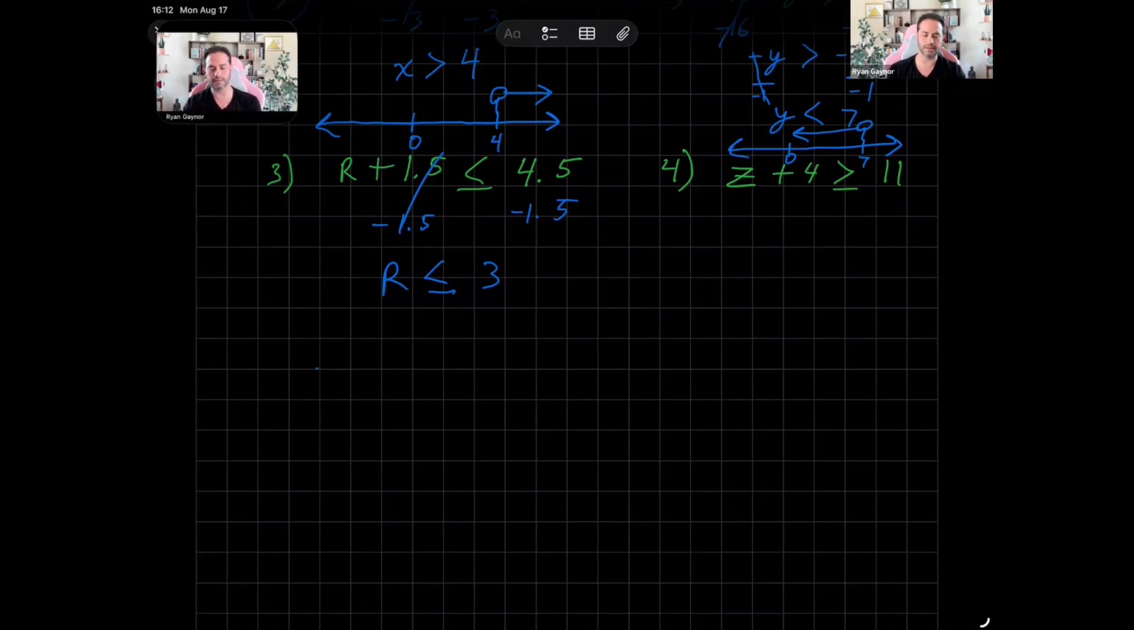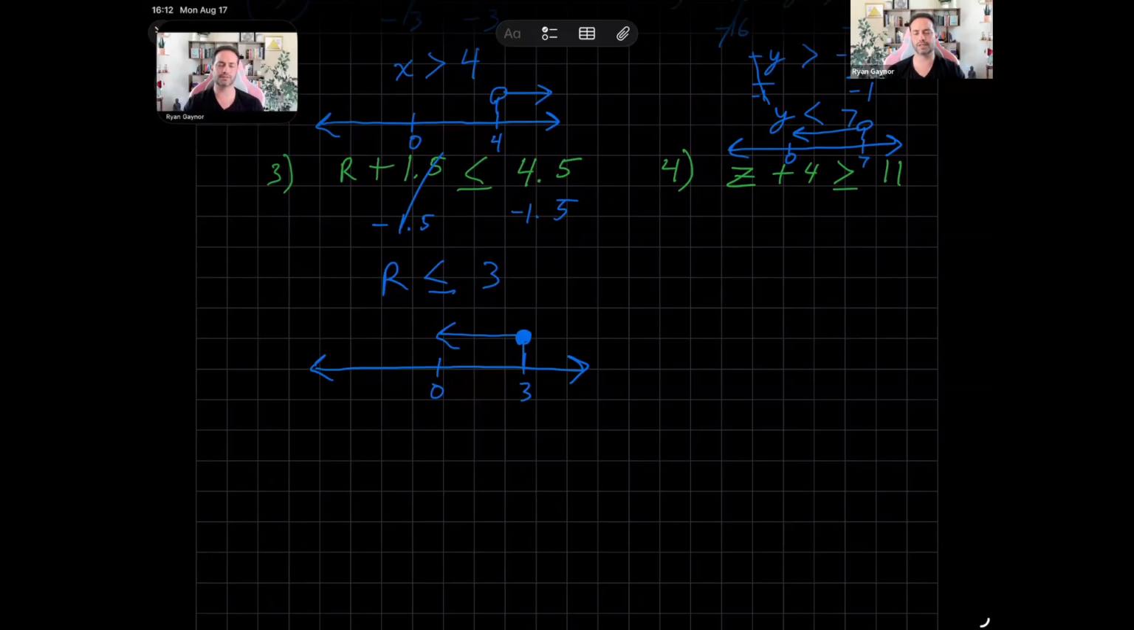All right, so then we graph it up. 0, and we have 3. So this time I do a filled in circle. And then less than means to the left, so I go to the left.